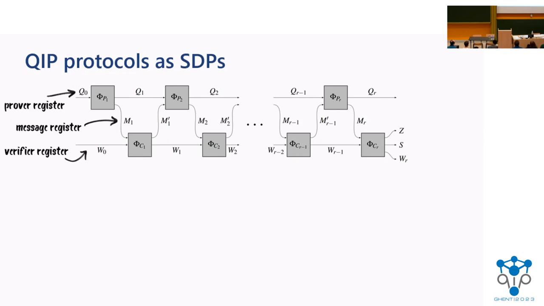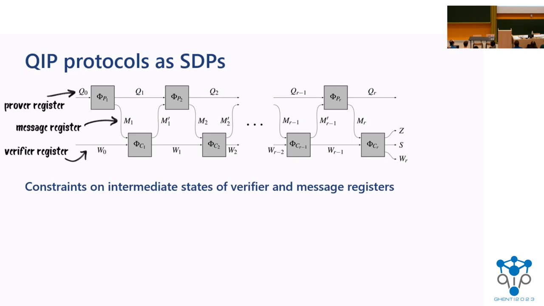And now you can go ahead and say, okay, let's look at all of the intermediate states. For example, this would be an intermediate state here, right? It would be the state after the first prover map, but before the first verifier map. And you can write down the constraints that these intermediate states have to satisfy. But because we don't have any control of the prover's private workspace register, we can only do this for the reduced state on the verifier register and the message register, which we do have control over. We at least know their dimensions, for example. Okay, so what are these constraints?